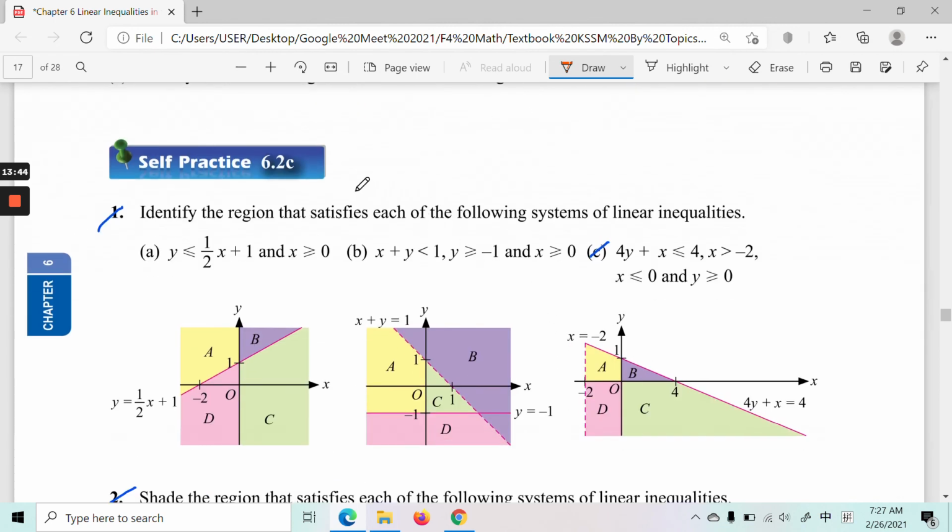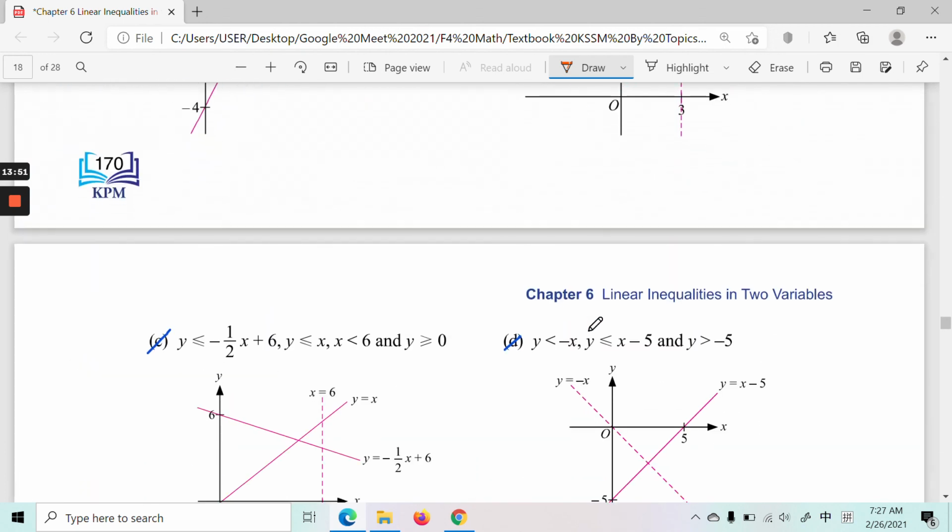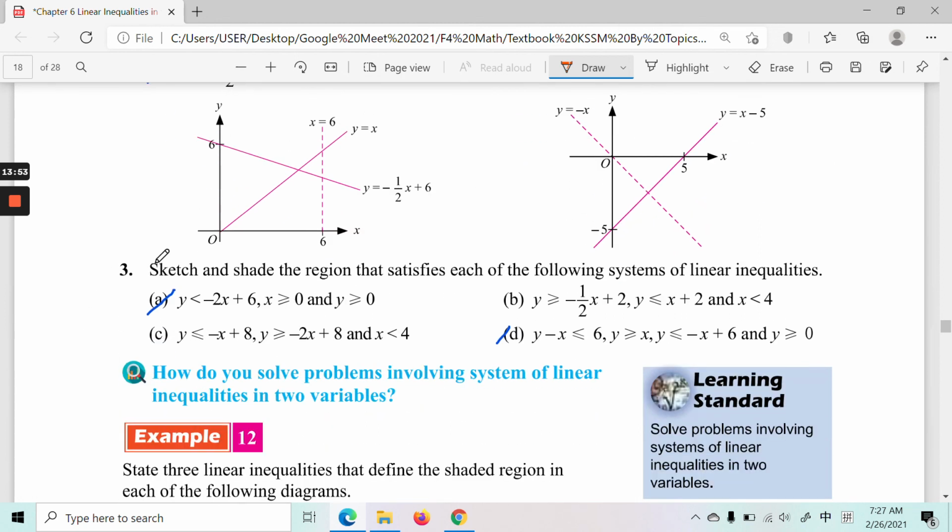So your exercises for the next one will be 6.2c: question 1c, question 2b and 2d, and question 3a and 3d.